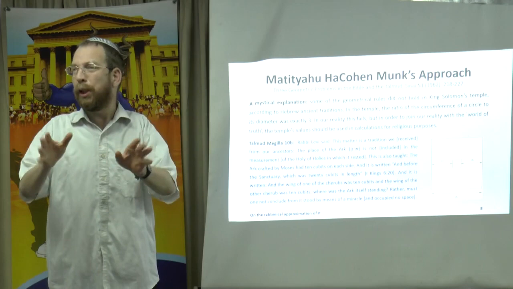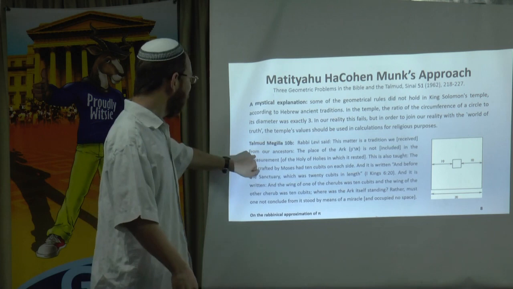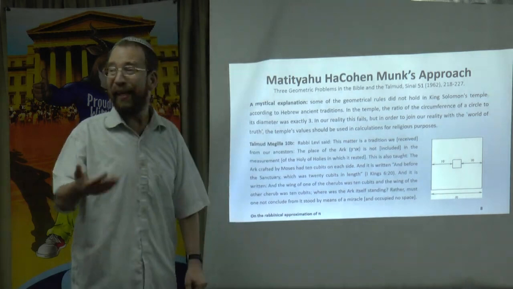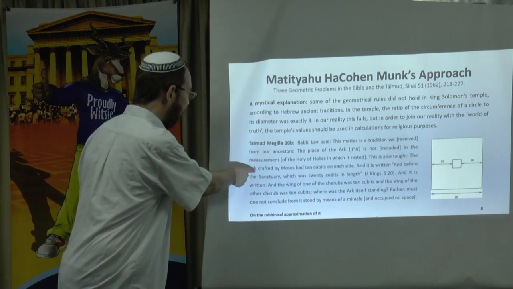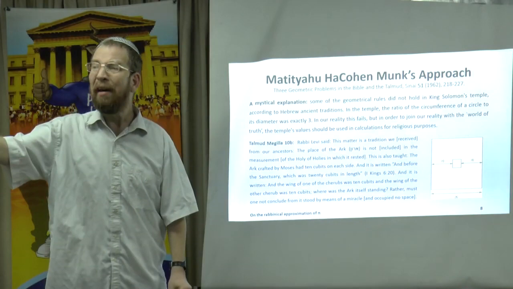How? Here is the Gemara. Rabbi Levi says, the matter is a tradition that we received from our ancestors. The place of the Ark is not included in the measurement. Why? And this is also taught, and we study it from a verse in the Bible. The Ark, crafted by Moses, had 10 cubits on each side. It means that it has 10 cubits between the wall and the Ark, from each side.